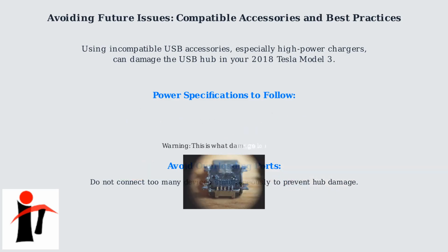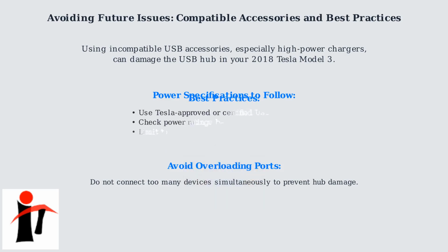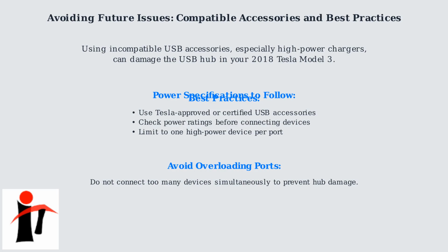Here's what USB port damage can look like up close. This disassembled connector shows the kind of wear and corrosion that incompatible accessories can cause. To avoid future issues, follow these best practices. Use Tesla-approved or certified USB accessories, always check power ratings before connecting, and limit to 1 high-power device per port.